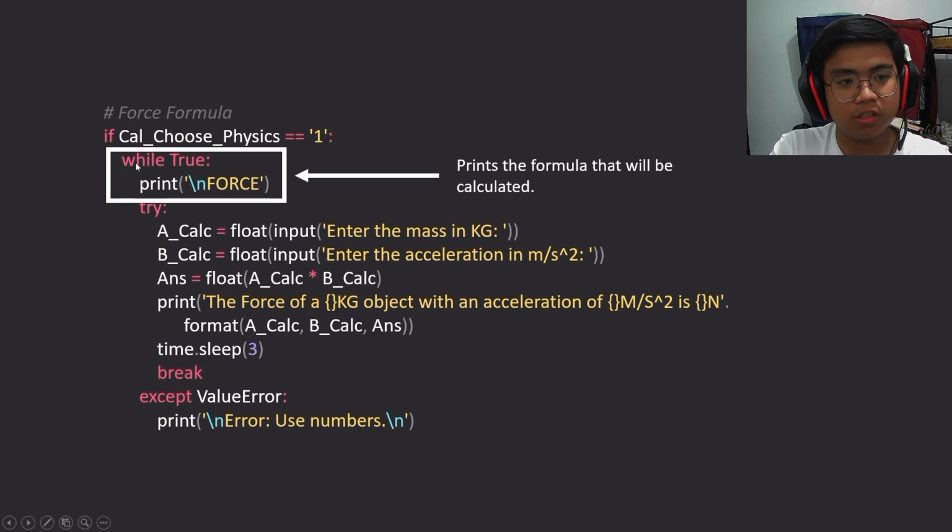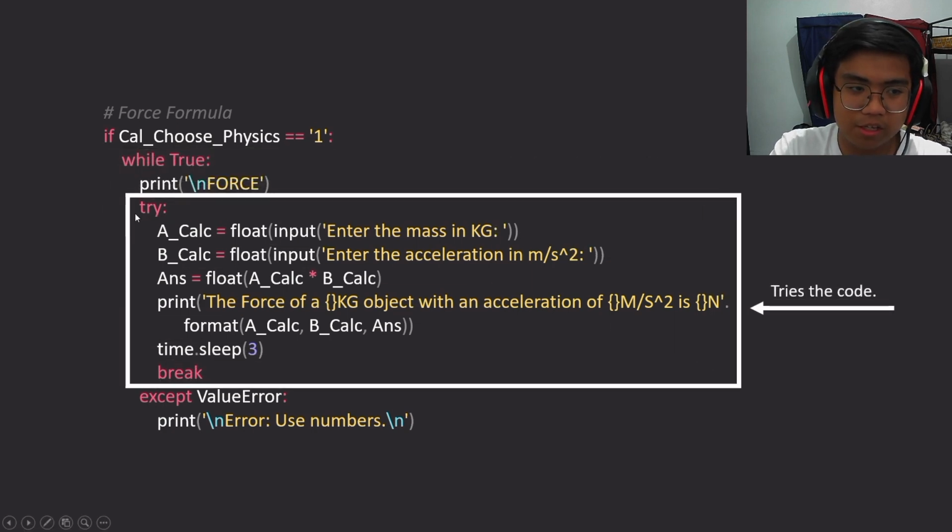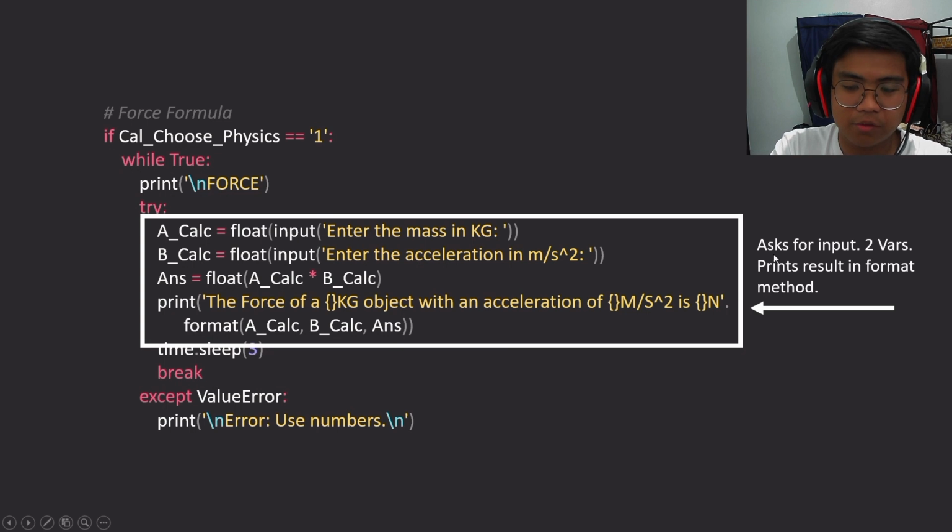So, first, it sets up a while loop. This while loop is used just in case the input is wrong and it loops us back to the start. So let's begin. It prints the title. After that, a try sequence is initiated. It will try this code. After that, it will ask for two variables and print the result in a format method as seen here.